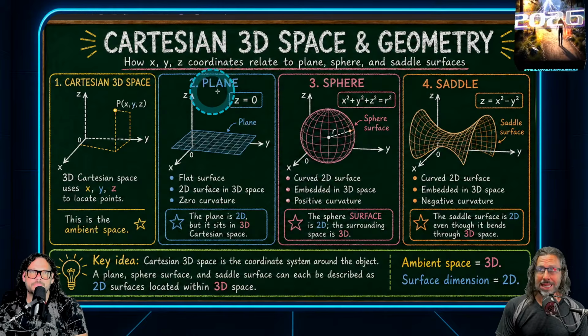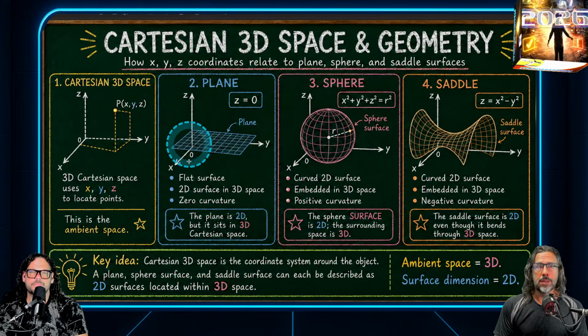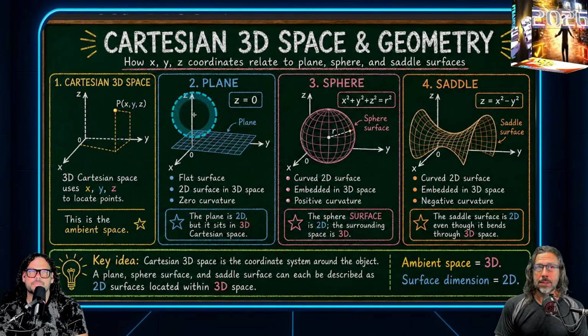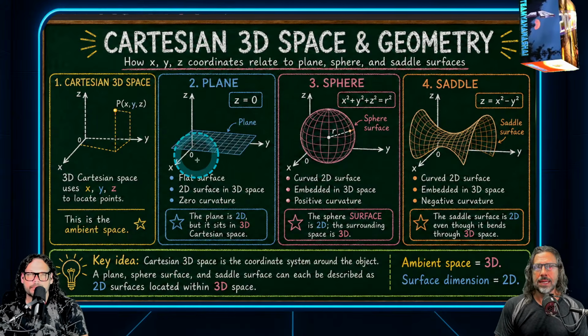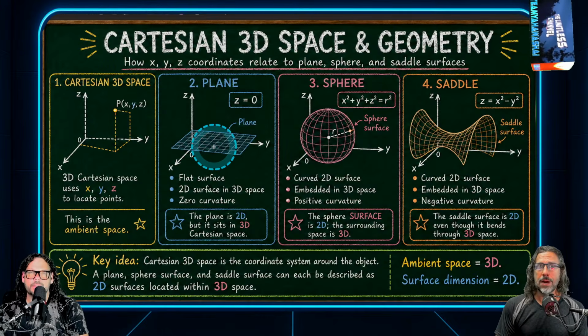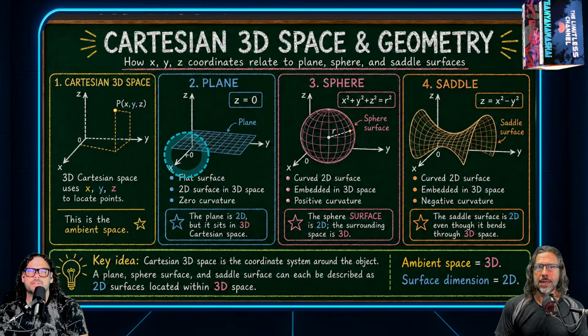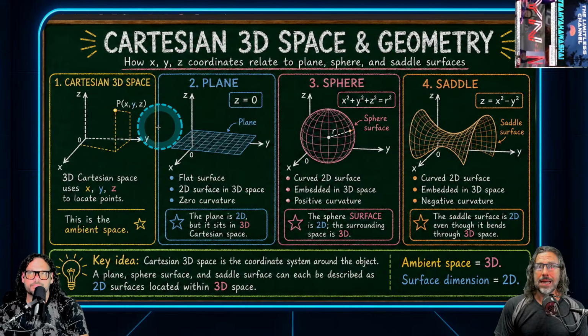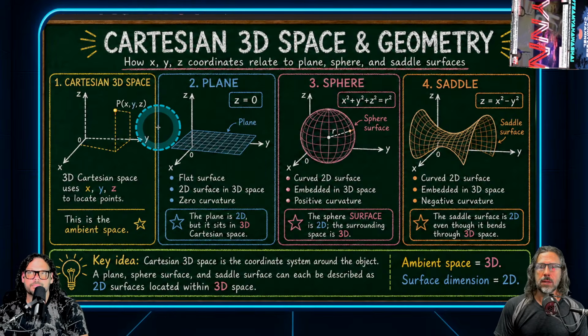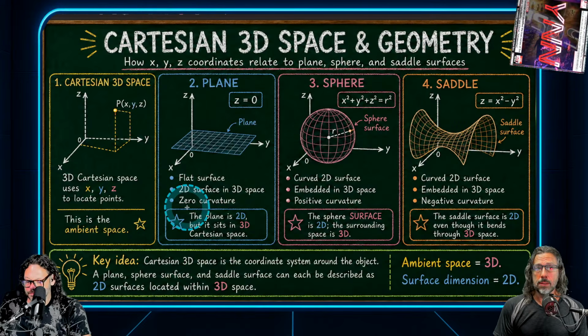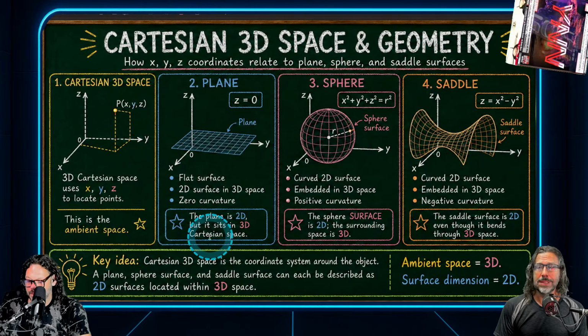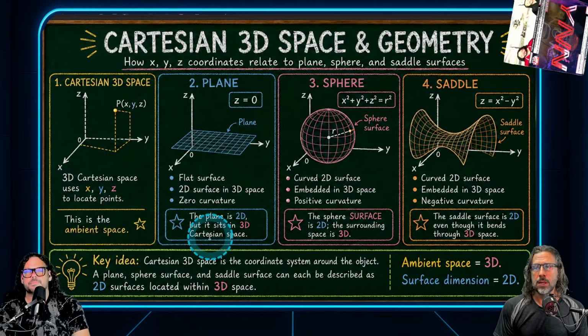It's set up on planar geometry, where there is a baseline, and then there is a perpendicular to that baseline, which is the Z-axis. And then you have a left and right and a forward and backward, which would be your X and Y. And this is how everything is mapped out in the world and works. The plane is 2D, but it sits in 3D Cartesian space.